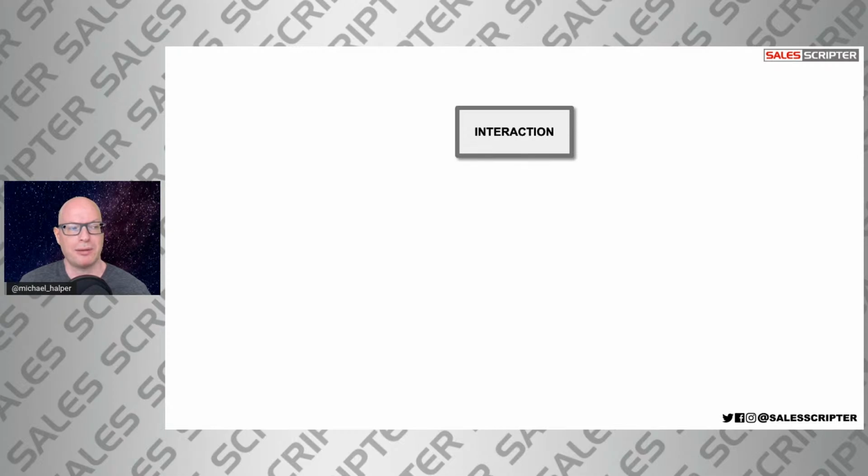But at a higher level, moving through that real quickly, there are 3 steps that we recommend you go through. The first step is the interaction. This is when you're interacting with the prospect for the first time. It could be a cold call, it could be an email.